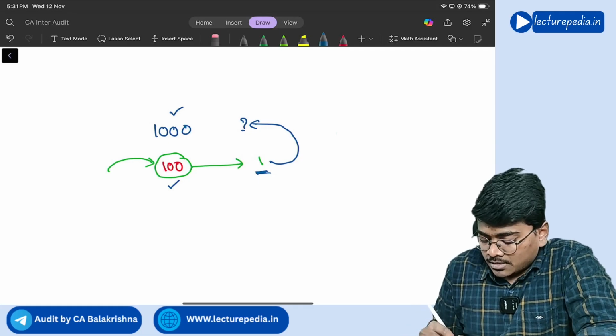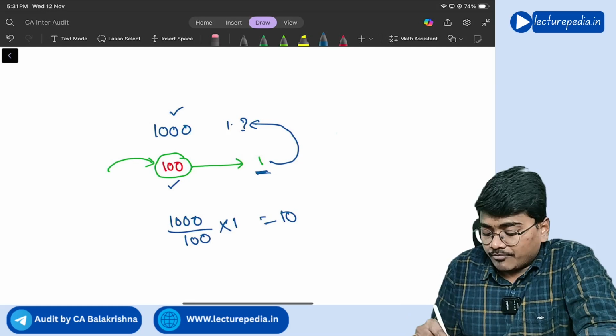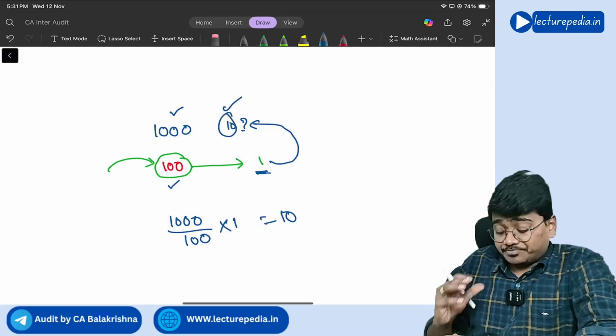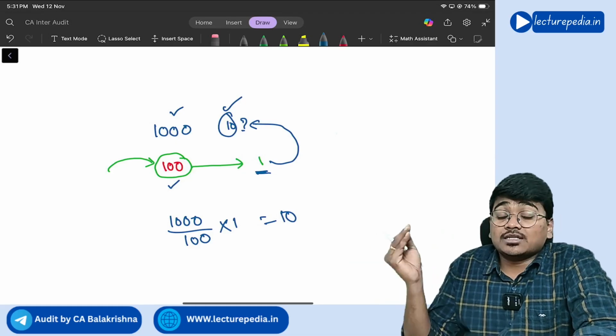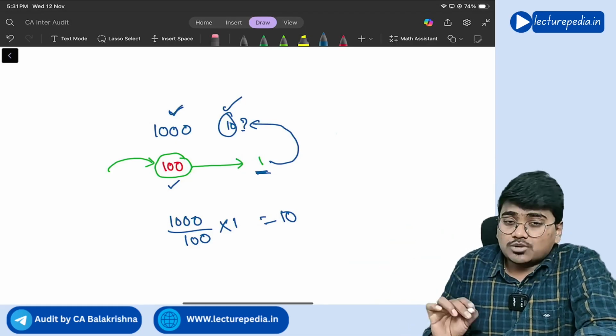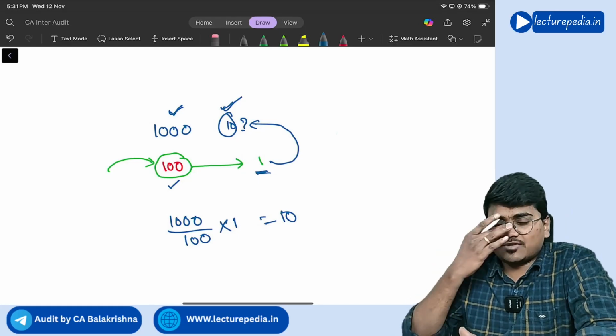So how will he cross multiply? 1000 divided by 100 multiplied by 1, so 10. So if in a sample of 100 there is one misstatement, then in the total population of 1000 there can be 10 misstatements. Like this he will make a guesswork.